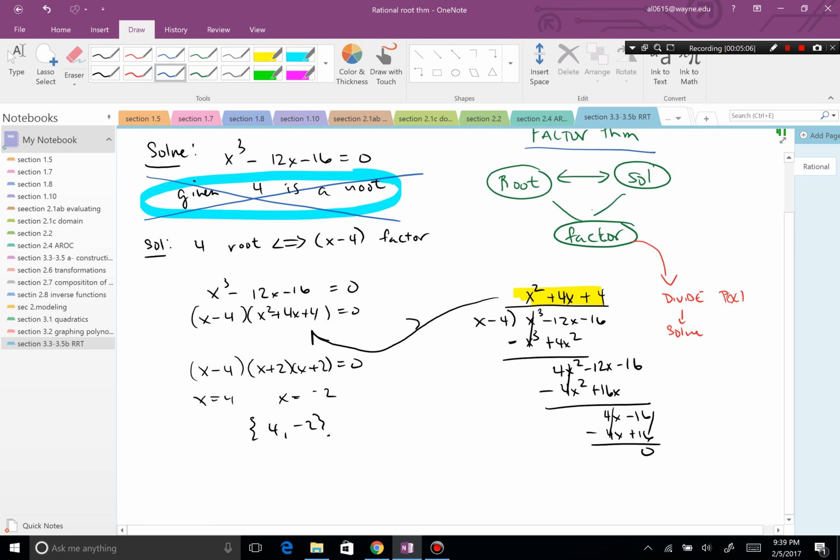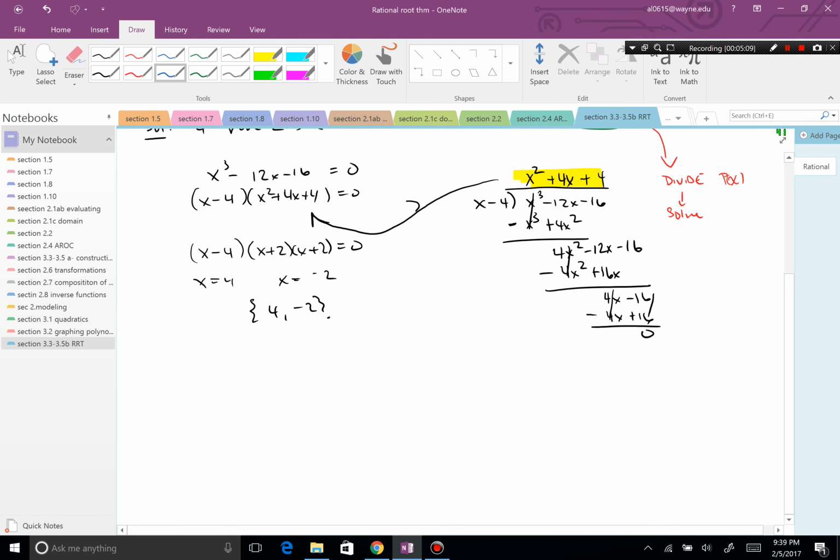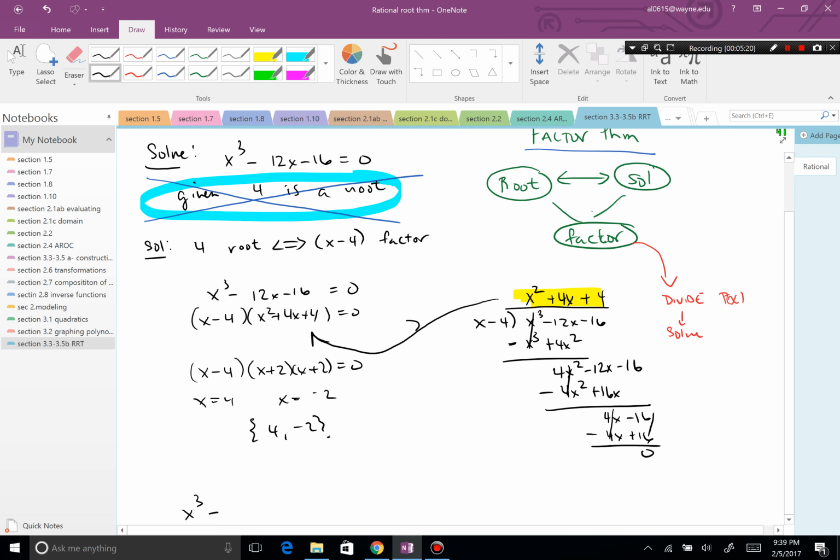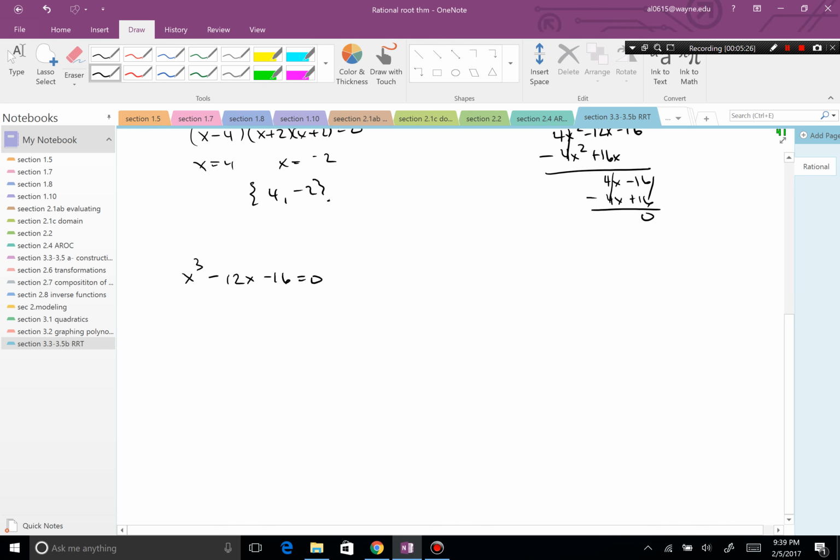So let's get rid of this and work the same problem and see how we figure it out. Let me just rewrite the same problem down here. So we're going to do x cubed minus 12x minus 16 equals 0. And our job is to solve this. Now, we already know what the solutions are, but this is how this is going to work.